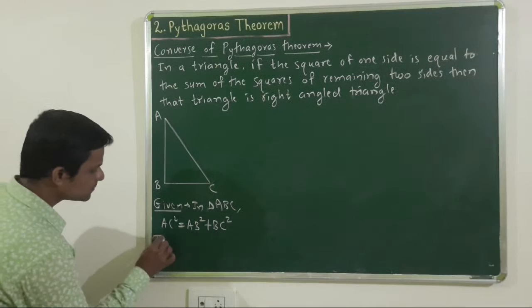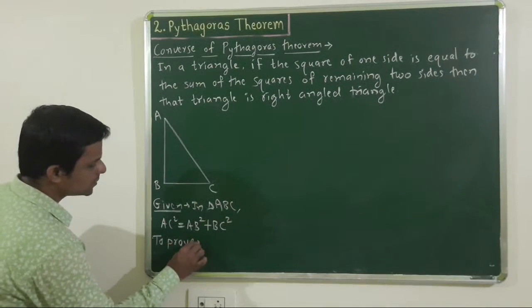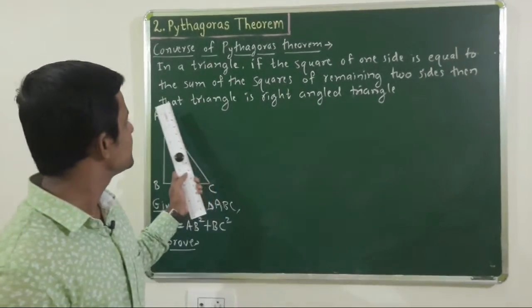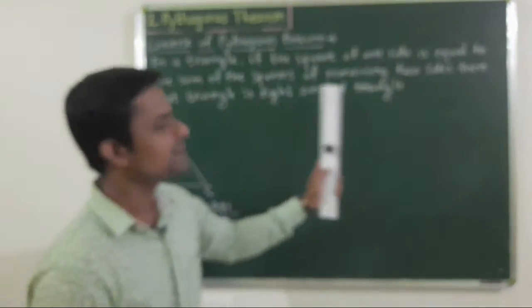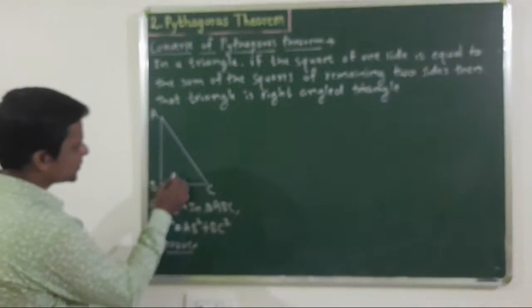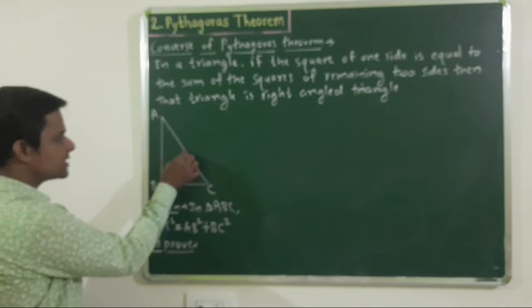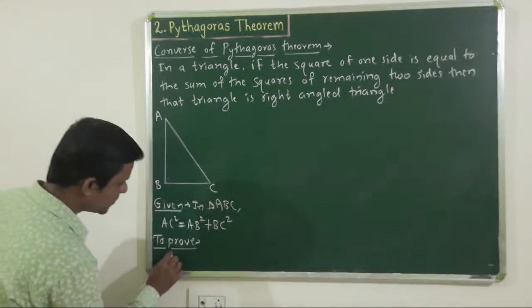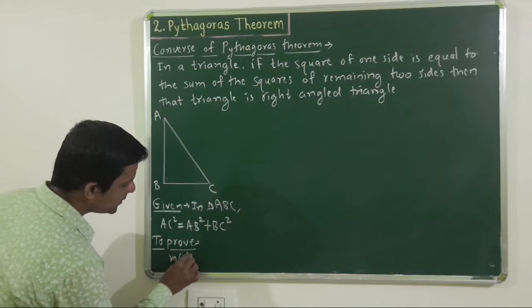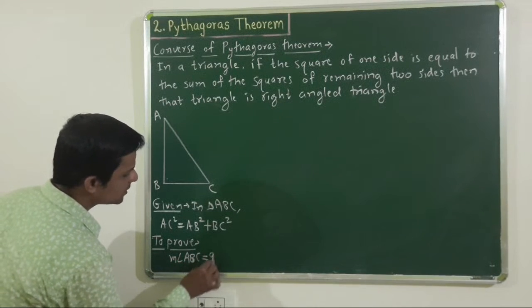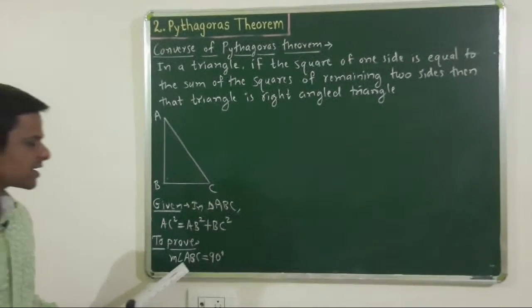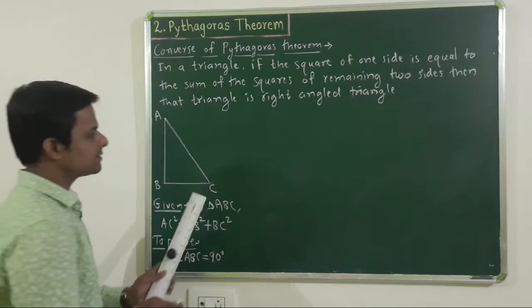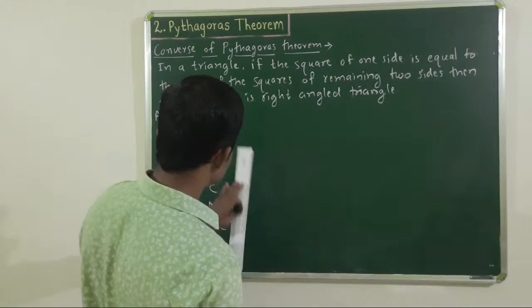And what is to prove? That is the part of the statement which comes after then. That is, then that triangle is a right angle triangle. Means we have to prove the angle opposite to the first side we considered, AC, as a right angle. Means we have to prove measure of angle ABC is equal to 90 degrees. This means triangle ABC is a right angle triangle. We have to prove this angle as 90 degrees or right angle. And to prove this, we will do one construction.